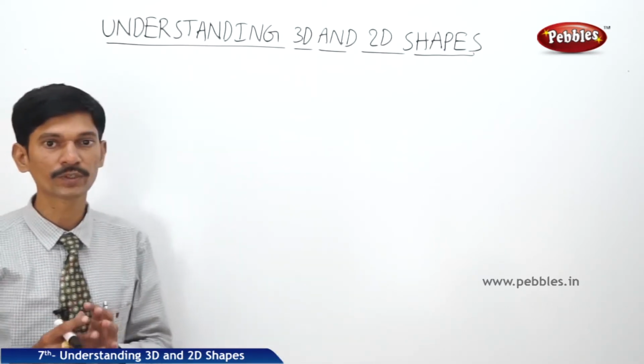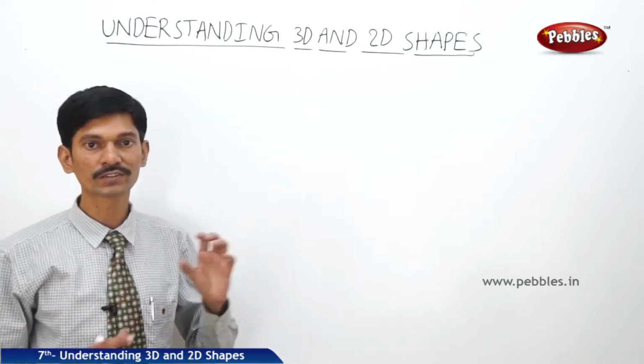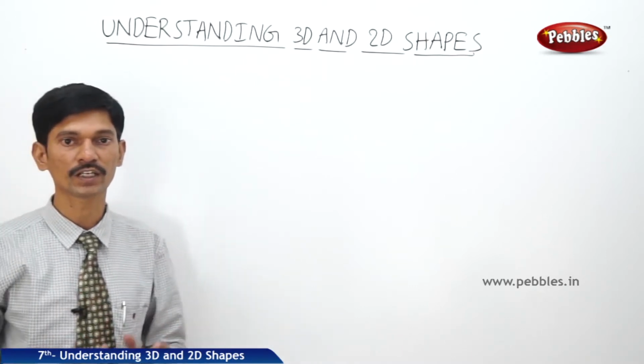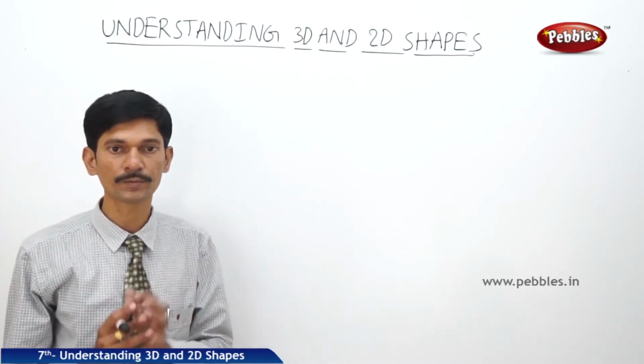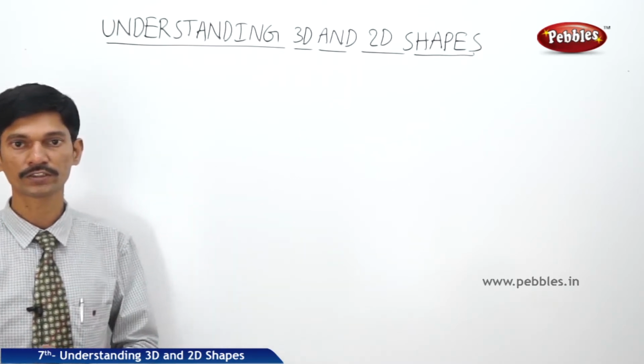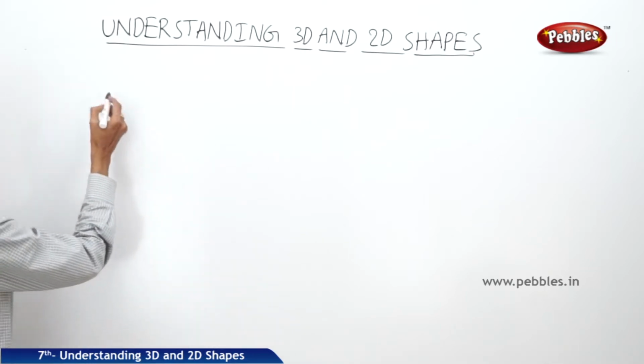And if you observe the brick or any dice, then these objects have three dimensions such as length, breadth as well as height. So these objects are said to be 3D shapes, means three-dimensional shapes. Now let us write the definitions of 2D shapes and 3D shapes.